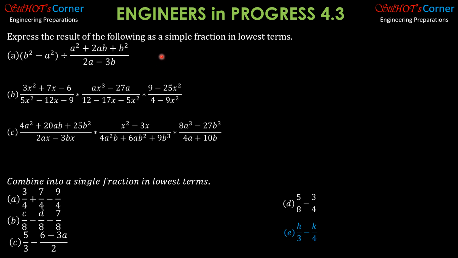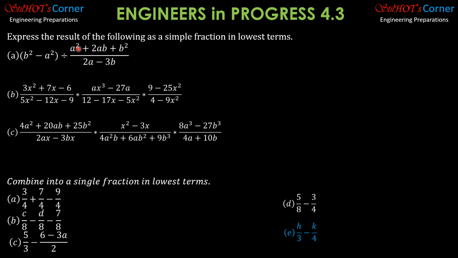So for this part A, this is difference of two squares. We factor this directly into b plus a times b minus a. Then since this is divided by this quantity here, we change this to times and get the reciprocal. So 2a minus 3b will be the numerator. And if you observe, this is the denominator.